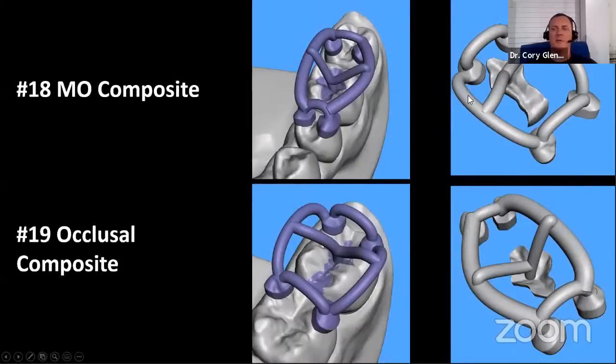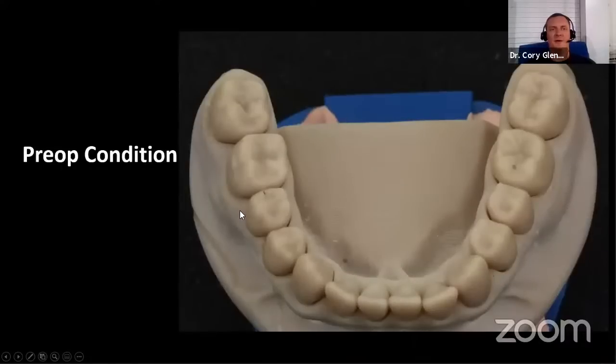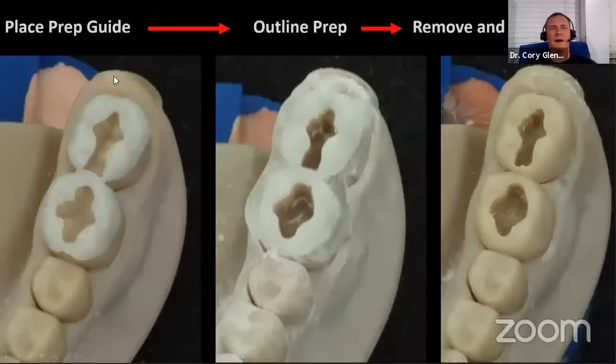Okay, so this is what these things looked like after they were pre-printed. We did an 18 MO and a number 19 occlusal composite. And so here was the pre-op. We used the prep guide, just doing this on models. Did the prep on these. Things like depth of the box, that doesn't necessarily matter because you're going to just place a band around this tooth and some uncured composite and squish it in. So the excess is going to flow out. You'll have a closed box and you can tease away the excess.